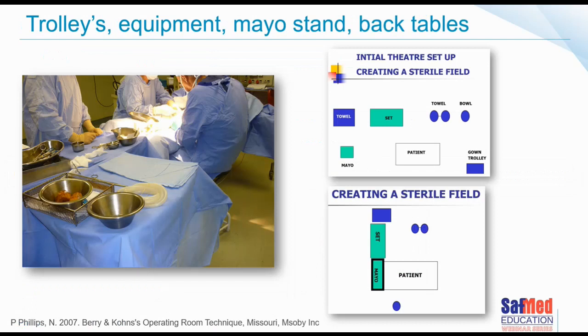Touching on the subject of creating a sterile field in the operating room and using linen and sterile barrier systems. So I'm sure, as you all know, that the trolley, the equipment, the mayo stand or the back table and the patient are all part of the sterile field.